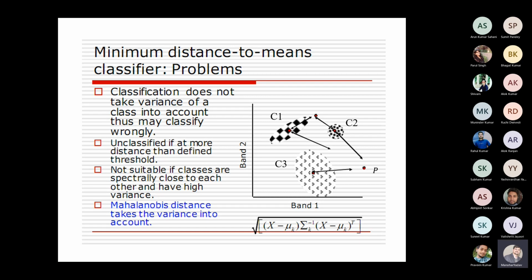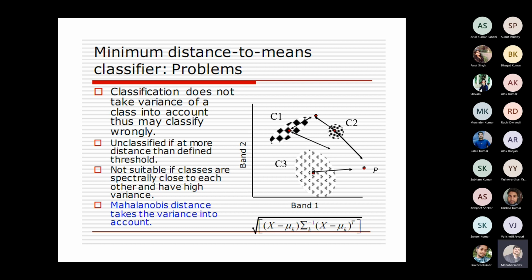Okay, so in the minimum distance to mean classifier, as you see in this case, two-dimensional Euclidean distance is measured. We can also take the variance into consideration. Instead of the plain Euclidean distance that we used to assign an unknown pixel to a class, we can also take the variance into account, and we calculate a modified distance, and that modified distance is the Mahalanobis distance over here.